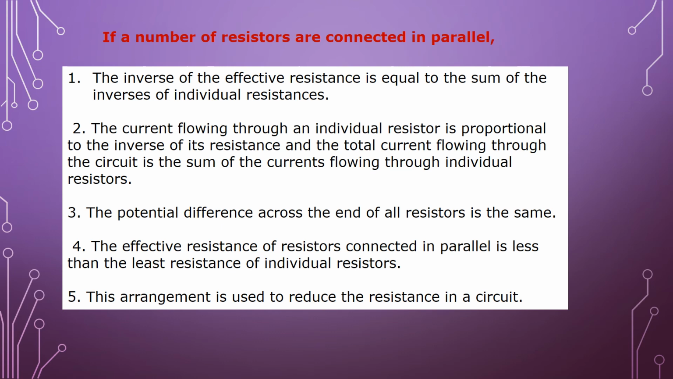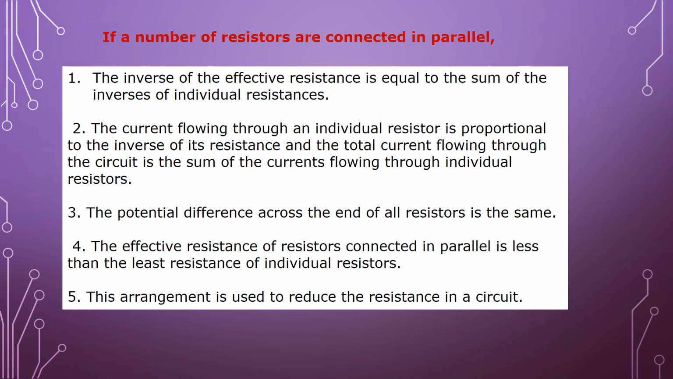Now, if a number of resistors are connected in parallel, the inverse of the effective resistance is equal to the sum of the inverses of individual resistances. The current flowing through an individual resistor is proportional to the inverse of its resistance, and the total current flowing through the circuit is the sum of the currents flowing through individual resistors. Here the potential difference across the ends of all resistors is the same. The effective resistance of resistors connected in parallel is less than the least resistance of an individual resistor.